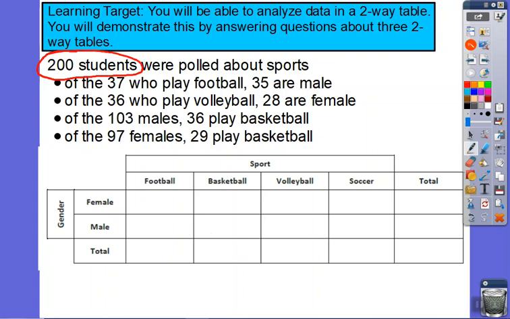Now we can't ignore any numbers. We need to use every number we have, including the 200 students. So 200 students is the total. So that's going to go way down here in this last box down here.